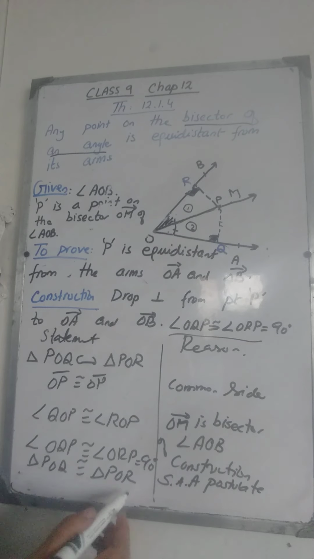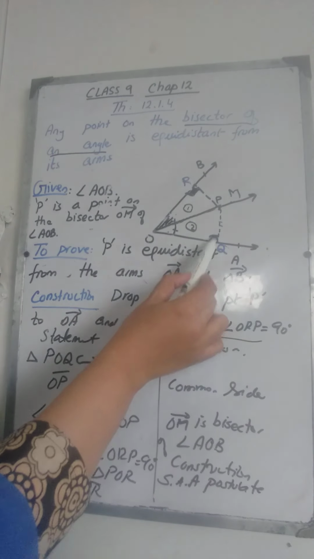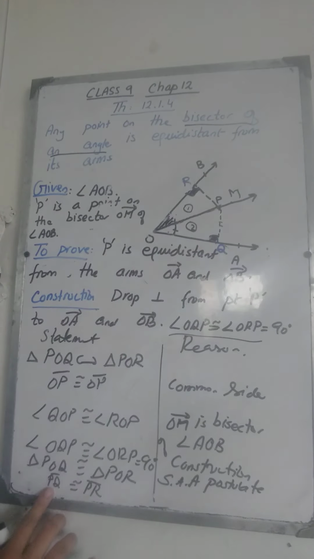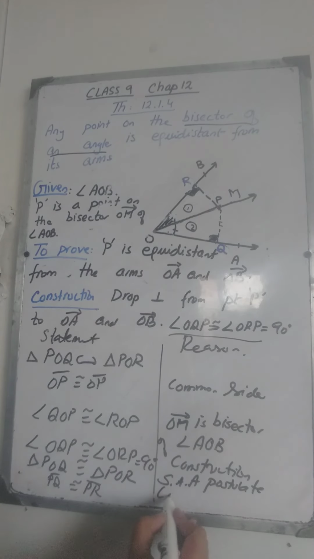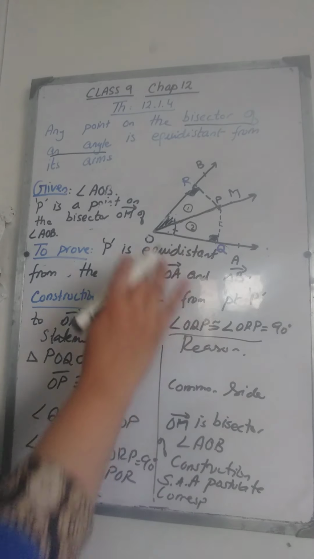Okay, now if these two triangles are congruent, then their corresponding sides are always congruent. So corresponding to PQ, here we have the side PR. It means PQ is congruent to PR. And what is PQ? It was the distance of P from the arm OA, and PR was the distance of P from the arm OB. So we have proved the theorem that this P will be equidistant from both the arms.